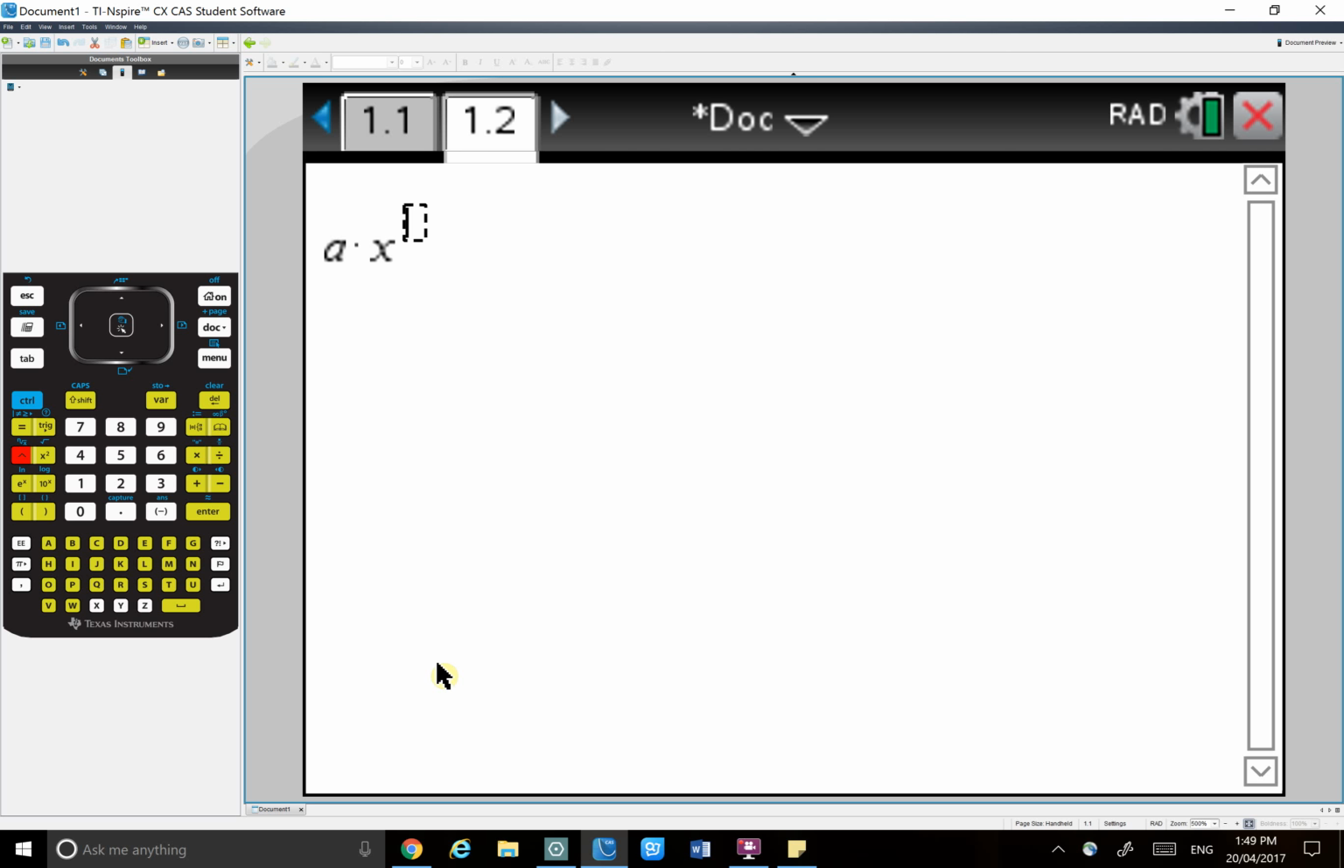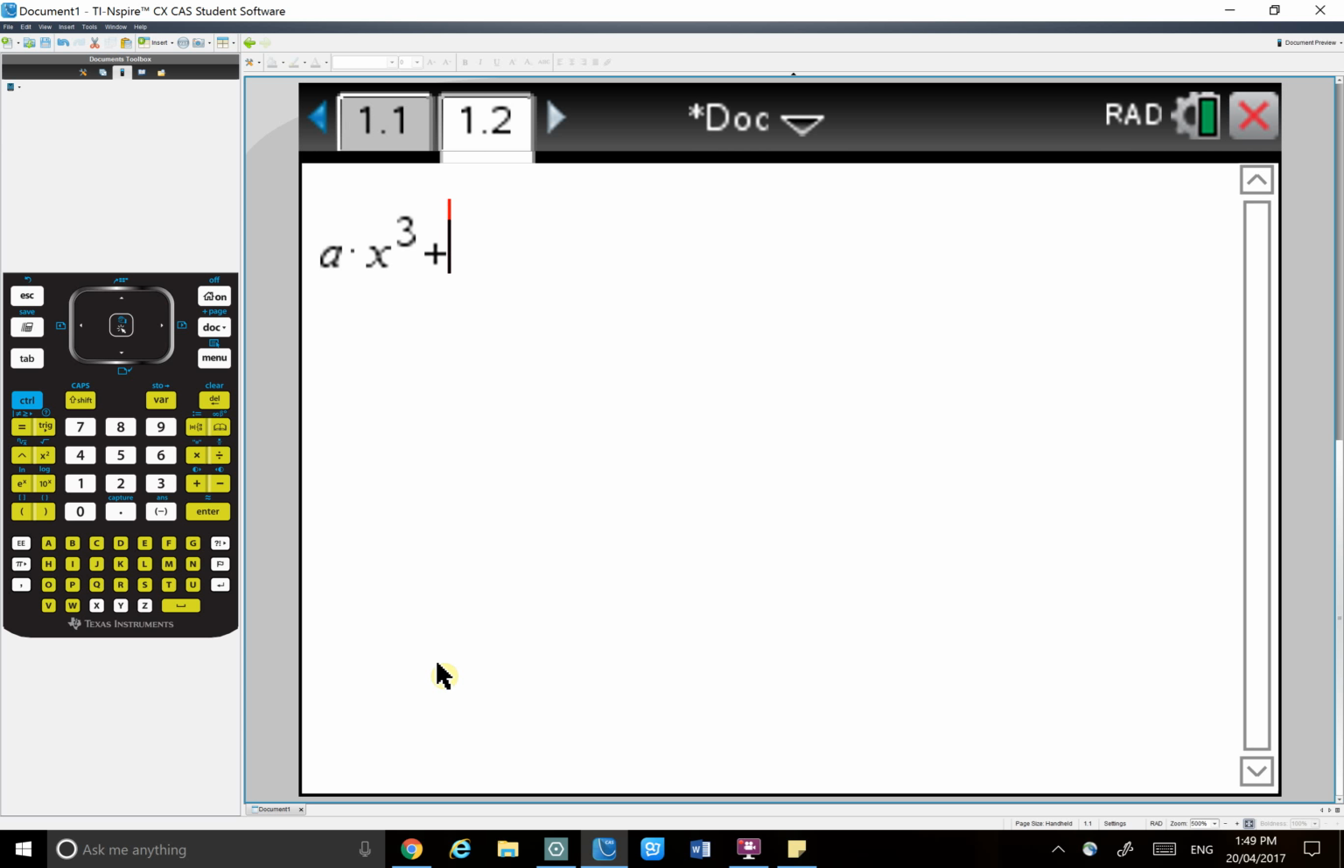So a times x cubed plus b times x squared plus c times x. Make sure you put the times in between. In some cases it will work, but in some cases it doesn't work at all. Don't take this risk. And now I want to define this function. The name I give this function is f(x). So how do we define a function?